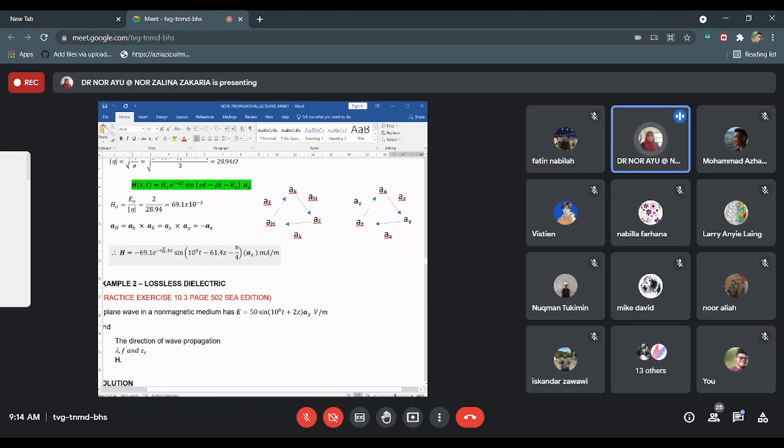This is your alpha, this is your omega again, this is your beta, and this is your intrinsic impedance. If we look at your amplitude, it is 10 to the power of minus 3. That's why it is in milliampere per meter. We have milli here because this amplitude value is 10 to the power of minus 3.